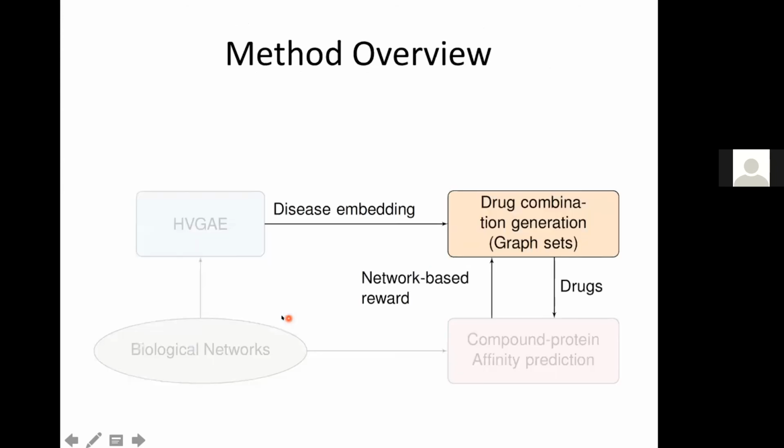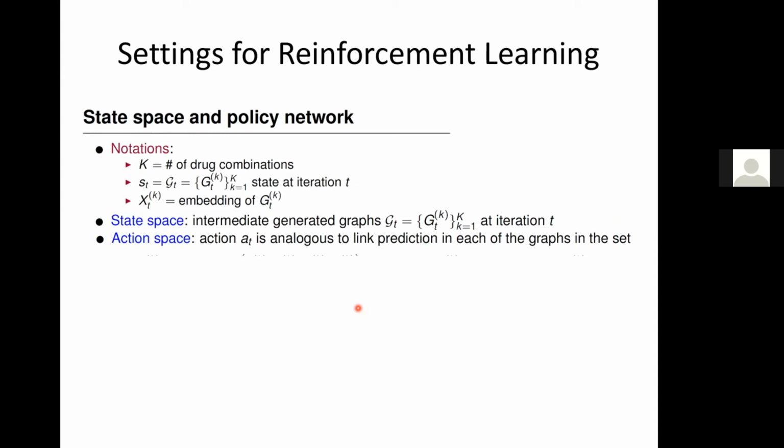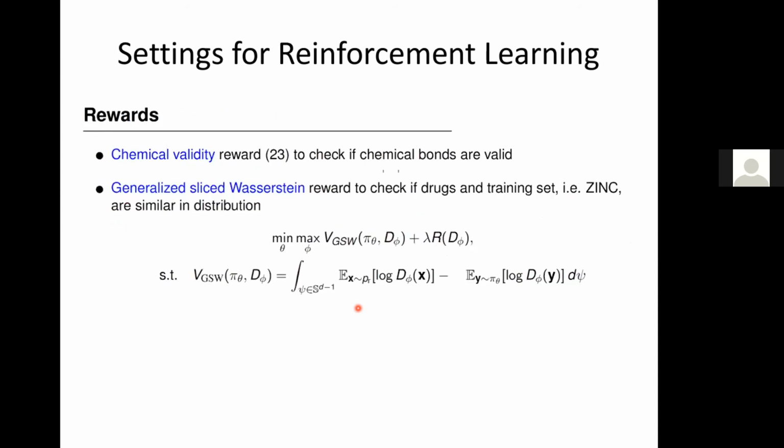For a given disease embedding, you introduce a reinforcement learning agent that works in 3 stages using different rewards. In the first 2 stages, the rewards are disease non-specific, focusing on the chemical validity as well as the network principle. And in the last stage, we make it disease specific. I will skip the details about reinforcement learning. This is very similar to Leskovec's work. What we introduced additionally is an adversarial loss to make sure that the generated drugs can mimic the known drugs in the ZINC database. And we use the generalized sliced-Wasserstein distance to overcome the high dimensional challenges.